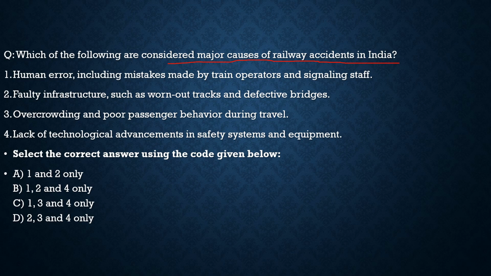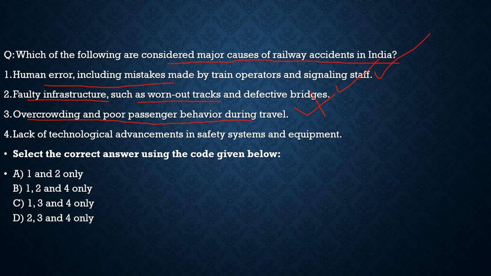The first statement says human error, including mistakes made by train operators and signal staff. 100% correct. Second, faulty infrastructure such as worn out tracks and defective bridges. 100% correct. Third, overcrowding and poor passenger behavior during travel.